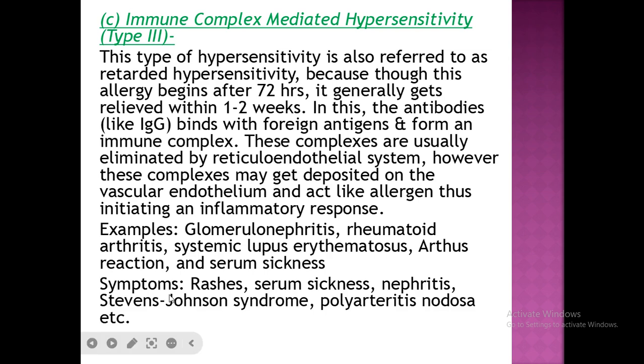Then symptoms are rashes, serum sickness, nephritis, inflammation of the nephrons, Stevens-Johnson syndrome, where we can observe reddish color rashes on the skin. Then polyarteritis nodosa, that is arteries will be inflamed, inflammation of the arteries of the heart.